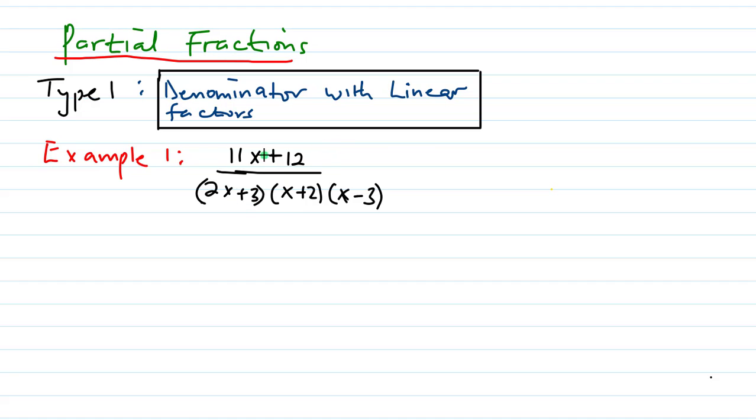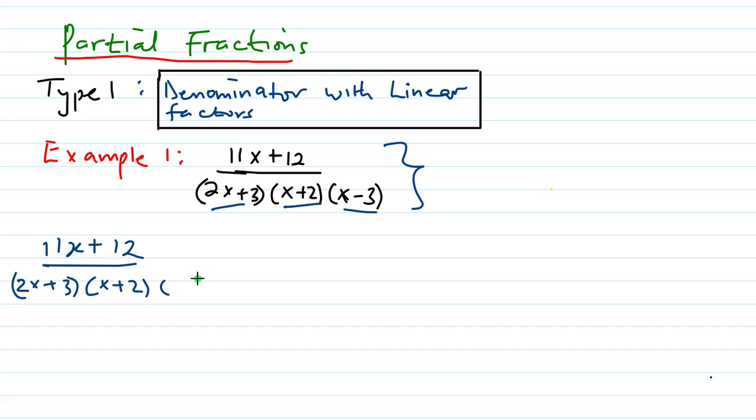Alright, so we have an example of a fraction where the denominators are actually linear factors. So let's go ahead and express this as a partial fraction. The first thing I'm going to do is to rewrite this fraction again. So 11x plus 12 divided by 2x plus 3 into x plus 2 into x minus 3.